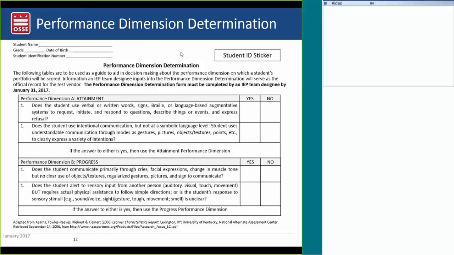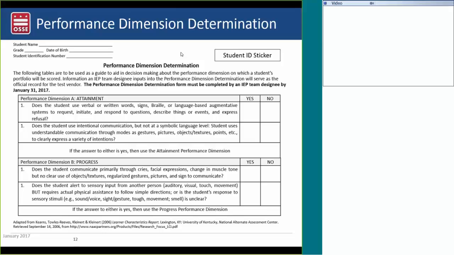And then the second part of this, does the student alert to sensory input from another person, but needs physical assistance to follow any directions or to respond to sensory stimuli? You would respond yes there. These are mutually exclusive categories. If you respond yes under attainment, you cannot respond yes under progress, and vice versa. If you're responding yes to the descriptions under progress, then you will not be responding yes to the descriptions under attainment.